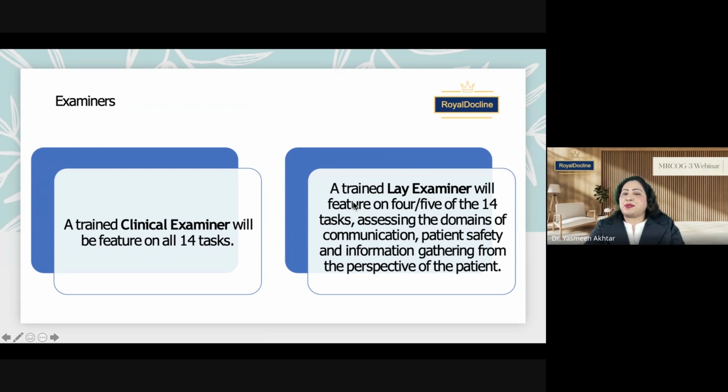So you will also see a trained lay examiner. Who is he or she? This is actually a common person who is an actor, and the college brings them and pays them for being the actor over there. You can see them on either 4 or 5 out of the 14 stations.